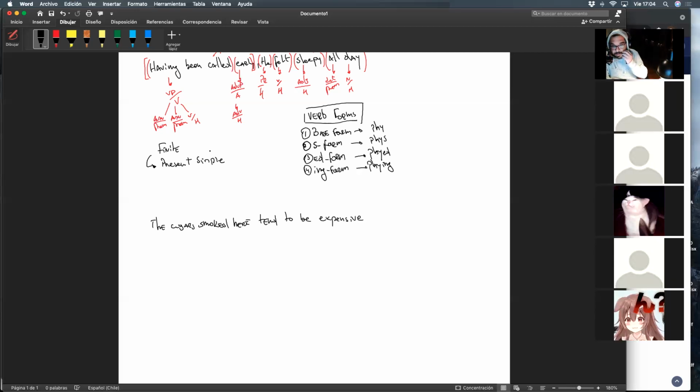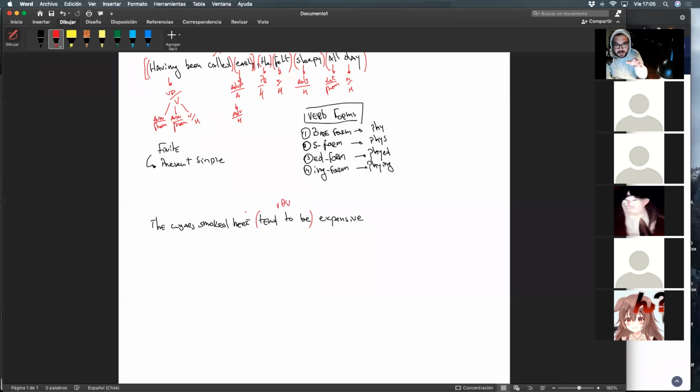The cigars smoked here tend to be expensive. And then what we have to do is looking for the verb phrase, but not any of them because there are two of them, right? But we need to find the one that belongs to the main clause, right? They tend to be expensive, right? So tend should be the verb phrase. It begins over here. The problem is I have tend to be and I can see another verb over there. Therefore, tend is a semi-modal verb, right? Tend to be. This is the verb phrase verb.